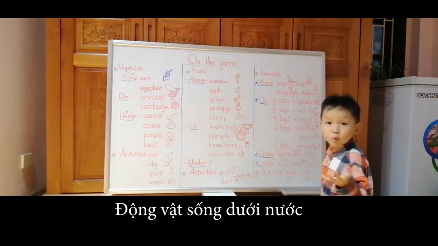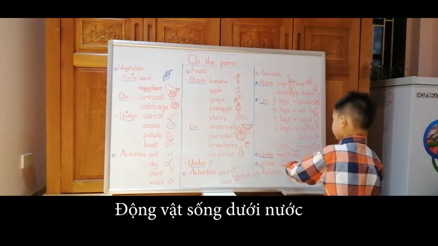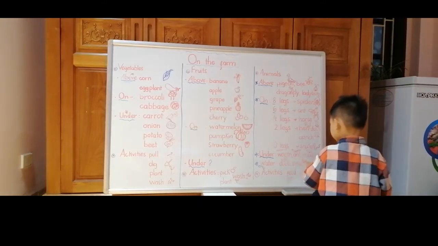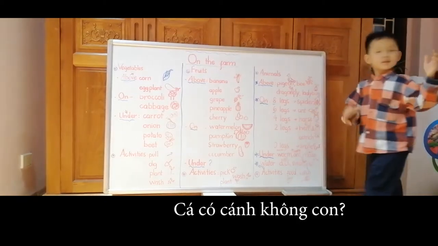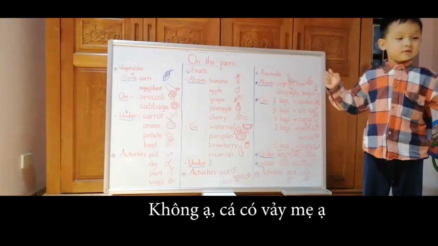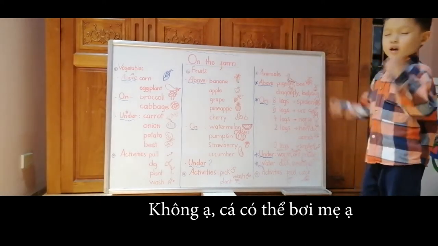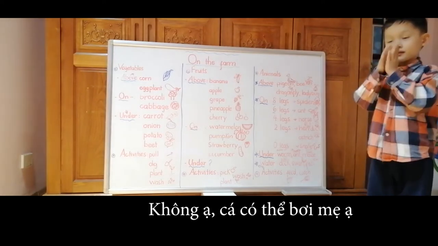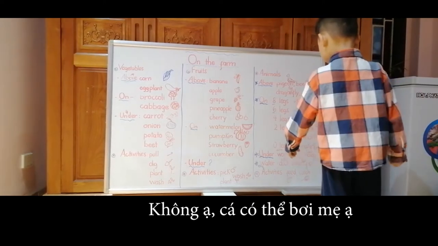And the animal in the water. Duck, swan, and fish. And fish has wings? No, it has tail. Fish can fly? No. Fish can swim.